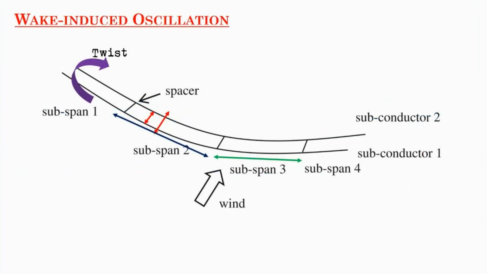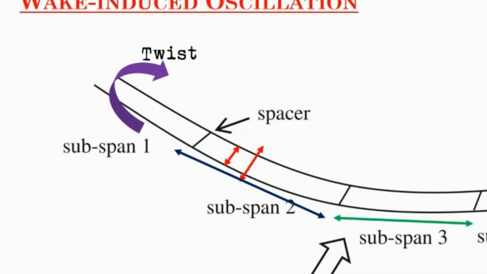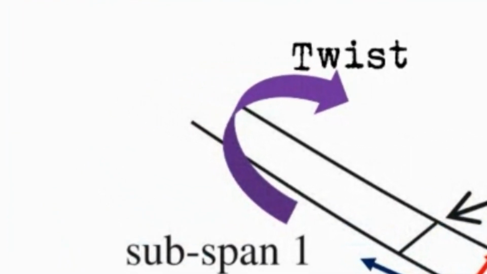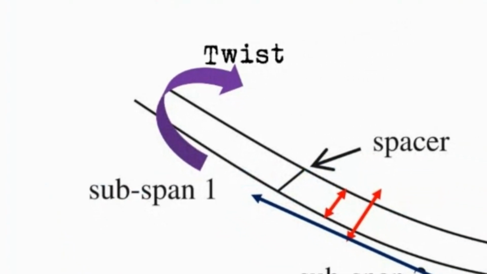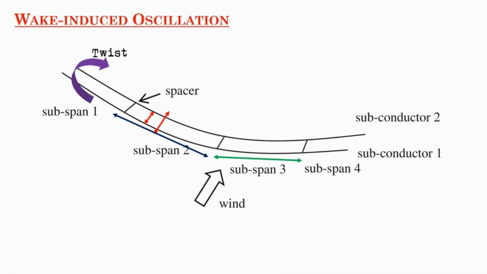This style of induced oscillation can be resolved in three ways. One of them is to twist the bundled conductor. Remember that we are talking about energy, vibration. You have to understand why we do this. We saw that this energy is between the two conductors. We want to make something that will reduce this based on the wind direction. Twisting the conductor is one.